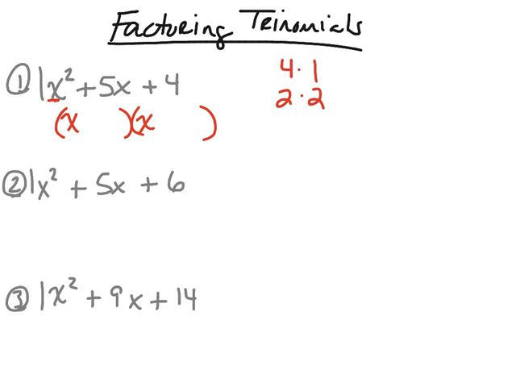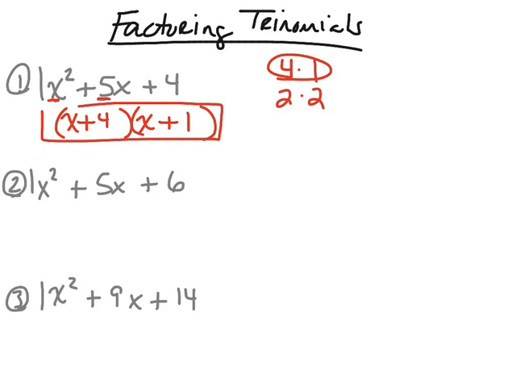2 times 2 would also give us a 4. What I want are the factors that also add up to the middle term, or the middle number. In this case, that number is a 5. So the two choices I have here are 4 and 1, and 2 and 2. And out of these two choices, the only ones that add up to 5 are 4 and 1. If I add 4 plus 1, I end up with a 5. Therefore, these are the two numbers I'll be using in my parentheses. A positive 4 and a positive 1.